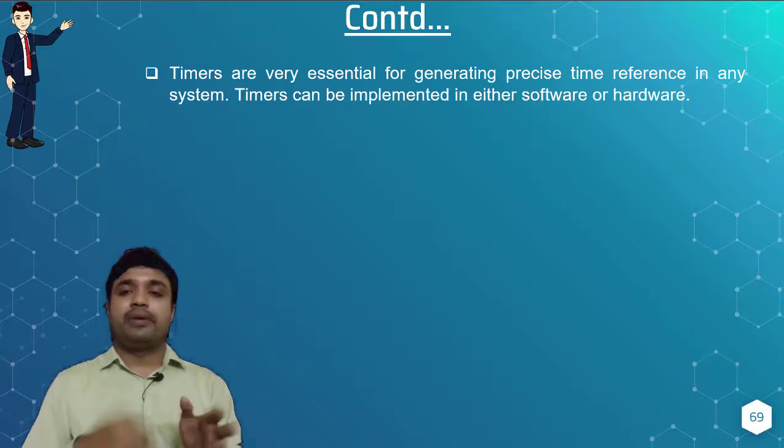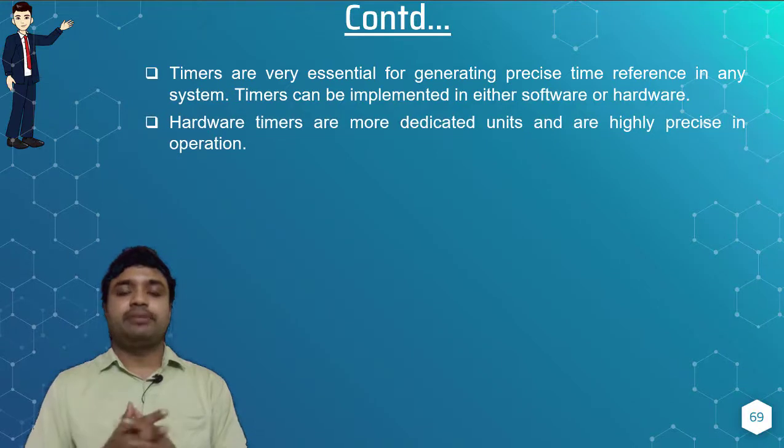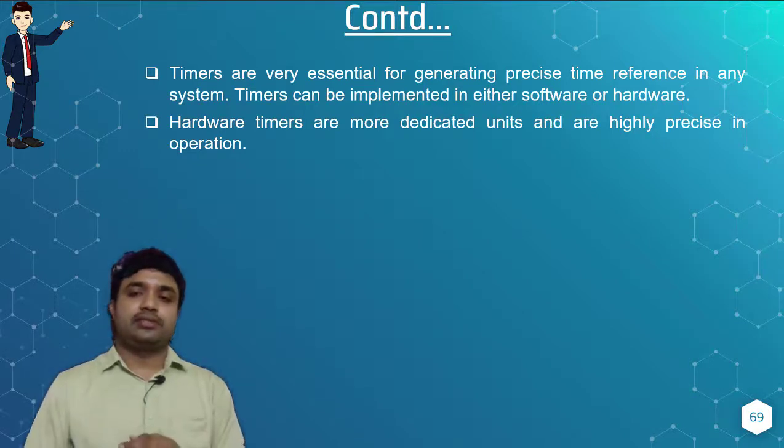That means we can perform the timer operation through a software mechanism or a hardware mechanism. That is an optional thing. Right. So hardware timers are more dedicated units. Why? Because the hardware feature is going to be programmed in such a manner that the ICs are considered to be dedicated ICs. And the response from the hardware timers is ultimately highly precise.